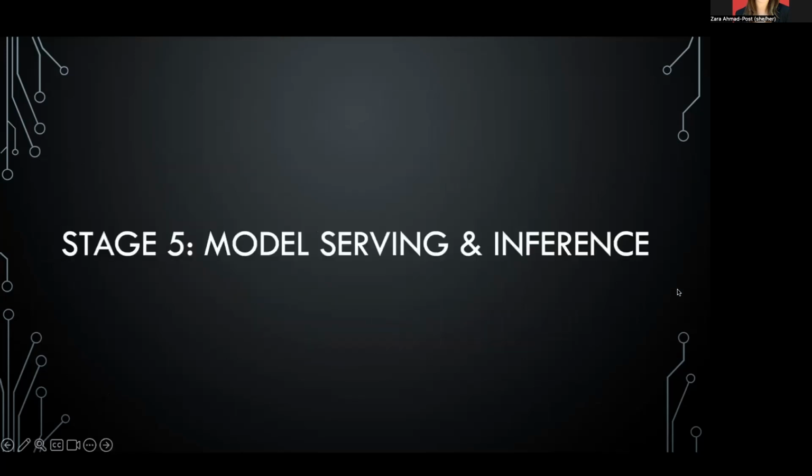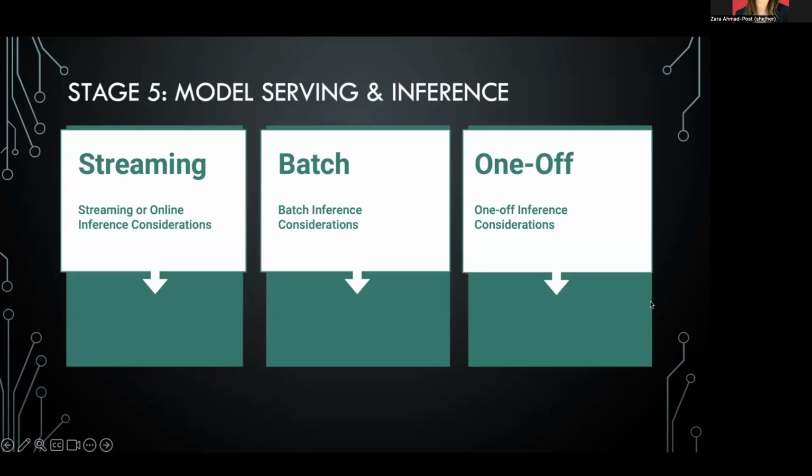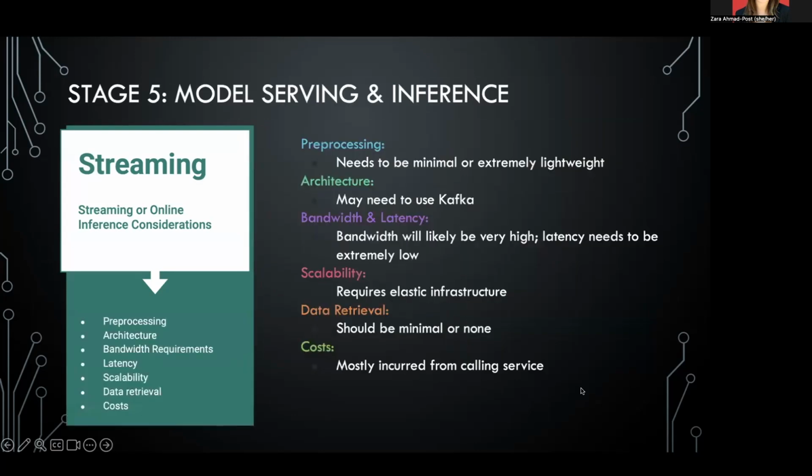So next is model serving and inference. There's going to be different considerations if you're doing streaming or batch or one-off. Okay, so let's start with streaming. With streaming data, pre-processing needs to be minimal or extremely lightweight, right? So streaming data is kind of doing online inference. So, of all of these incoming phone calls or text messages, which ones are spam, right? How do we block that? So the pre-processing has to be very, very lightweight.